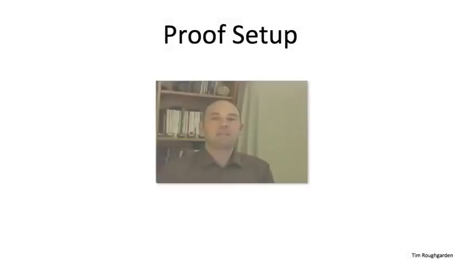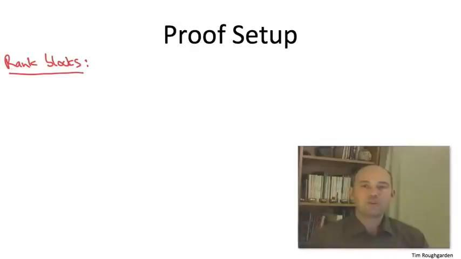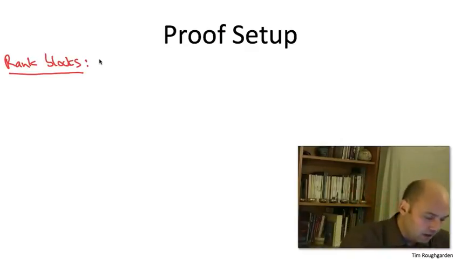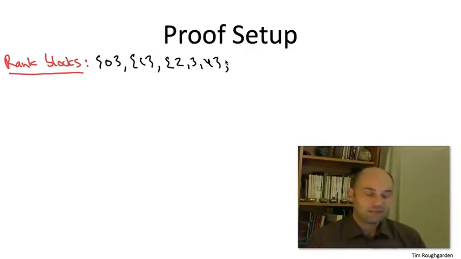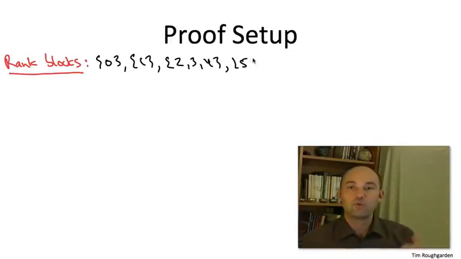I need to begin by setting up some notation and definitions. The first one is that of rank blocks. So for a given value of n, the number of objects in the data structure, we define the rank blocks as follows. 0 gets its own block, as does 1. The next block is 2, 3, 4. The next block starts at 5, obviously. And the last entry is going to be 2 raised to the 4th.